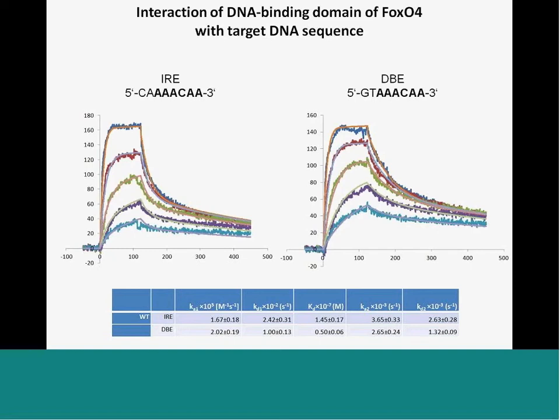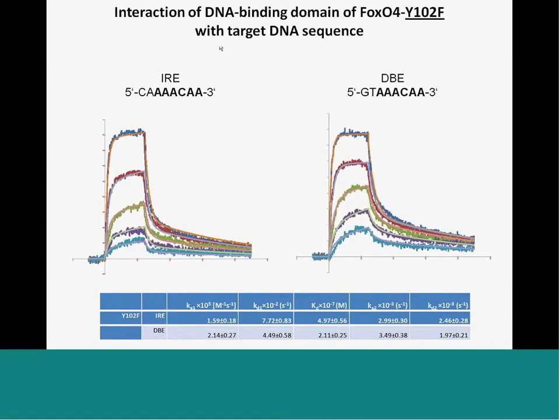We were able to calculate the association and dissociation constants, and we can see that the change between the CA and GT nucleotides between these two sequences is about, let's say, 2 times or 3 times higher for DBE than for the IRA sequence.